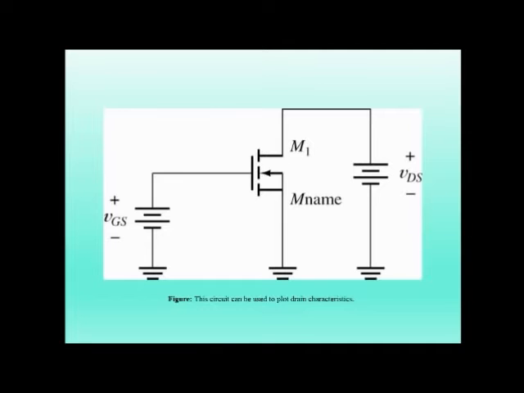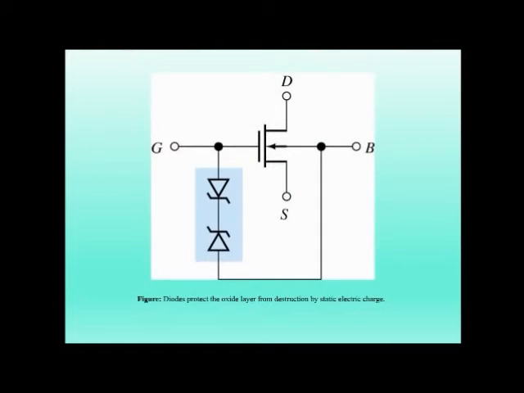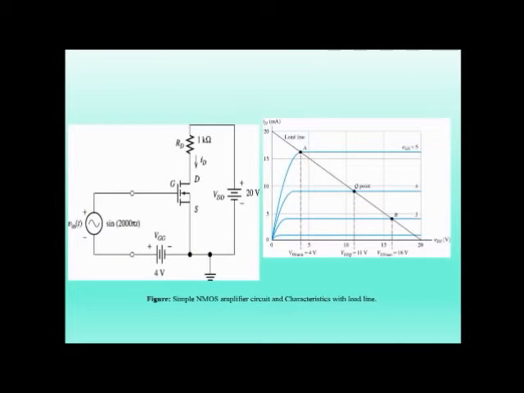These types of circuits can be used to plot the drain characteristics. These are some simple circuits on the MOSFET. This is our circuit symbol for the enhancement type MOSFET. Here is a channel showing some blockades. These are some more applications, showing how a diode protects the oxide layer from destruction by static electric charges. These are some pictures of a sample NMOS amplifier circuit and its characteristics with the load line diagram. The intersection between the load line and the characteristics gives the Q point. This is the basic operating point at which the MOSFET can work properly without any damage for a longer time.